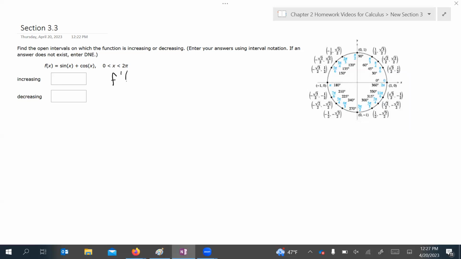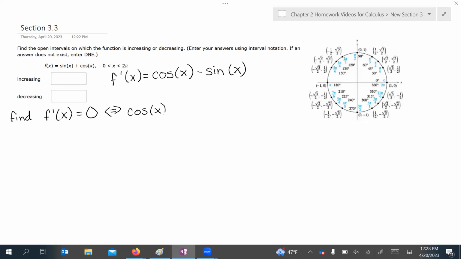We look at what is f prime of x. And so the derivative of sine x with respect to x is cosine x. The derivative of cosine x with respect to x is minus sine x. From there, we want to know where is that equal to 0. And we're doing that to find the critical values. Well, f prime of x is going to equal 0 if and only if cosine of x minus sine of x equals 0.